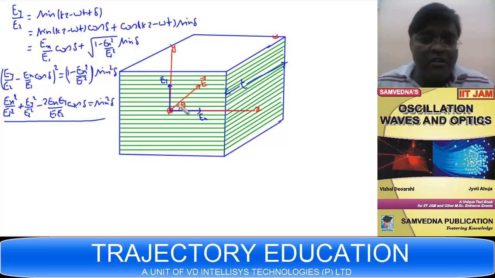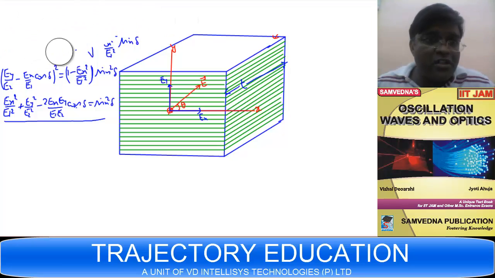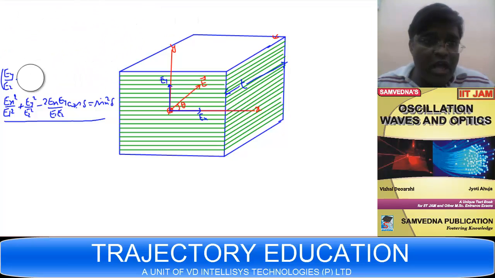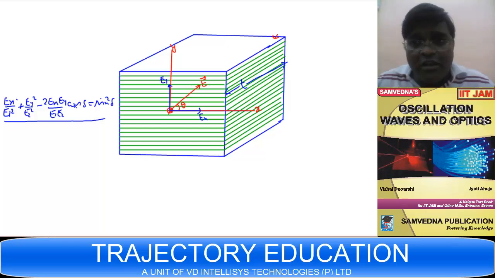Why is the phase difference getting created? Because these two waves are experiencing different refractive indices in the calcite crystal. The calcite crystal presents a different refractive index to the ordinary wave and the extraordinary wave. This is extraordinary, this is ordinary. Due to the difference in refractive index, the optical path developed by them is different, and hence when they emerge out, they develop a phase difference. Now let's see what happens for different values of delta.